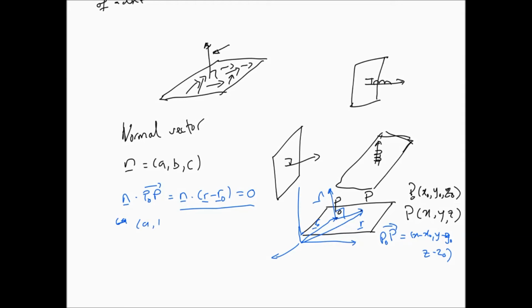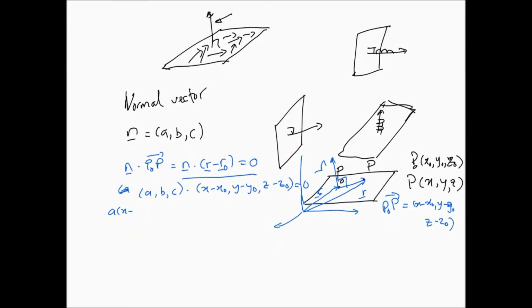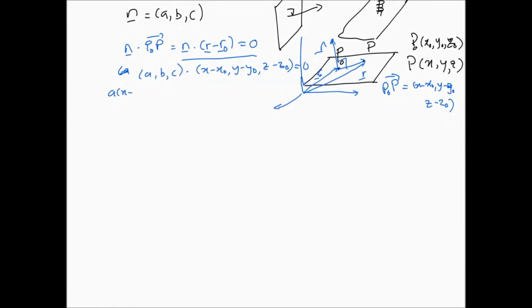Let's write these in component form. So we are talking about the dot product of (a, b, c) with (x minus x0, y minus y0, z minus z0), and that's supposed to be equal to 0, which means that we end up with a into x minus x0 plus b into y minus y0 plus c into z minus z0 is equal to 0.